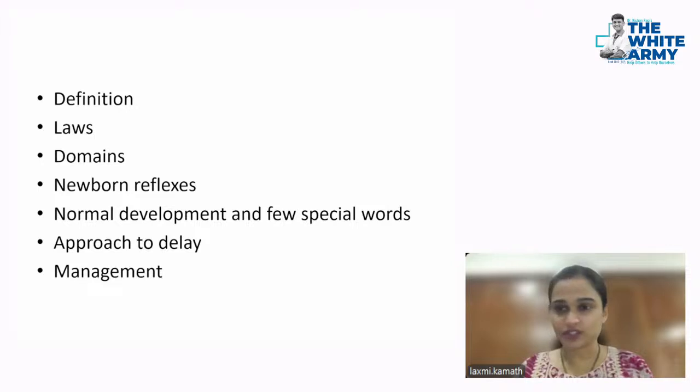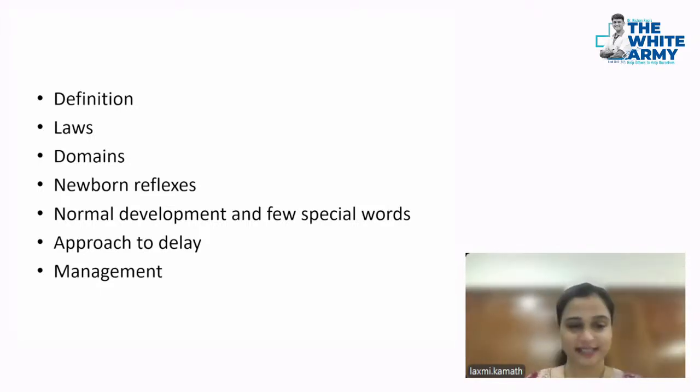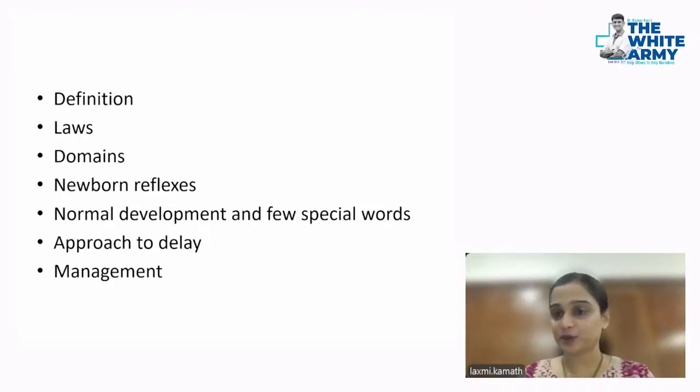First, we will know the definition of development. Then we'll go through the laws of development. Then we'll touch upon the different domains of development. And for development to happen, there are a few newborn reflexes which have to be known, which have to be lost. And then we'll talk about normal development and a few special words that all of you should know, which are usually asked in most vivas and even NEET PG exams. Then we'll talk about the approach to a developmentally delayed child and how we manage a developmental delay. So this is the outline of our talk.